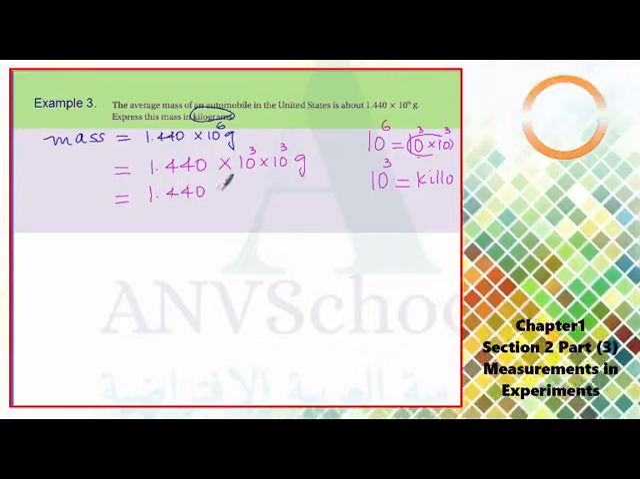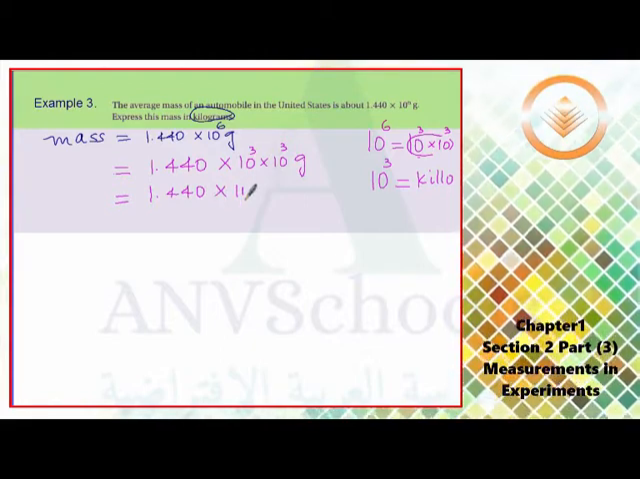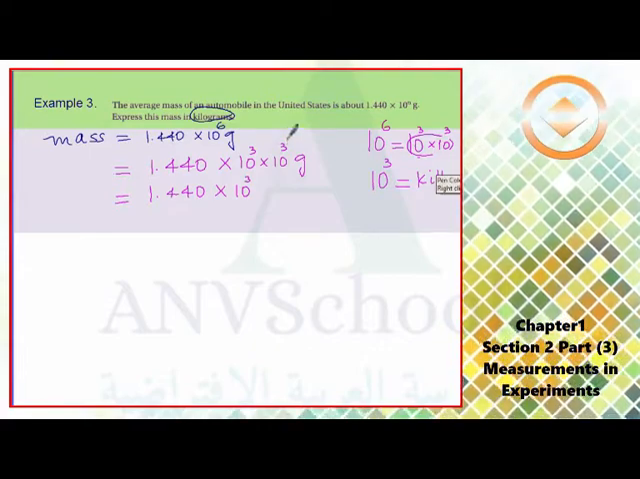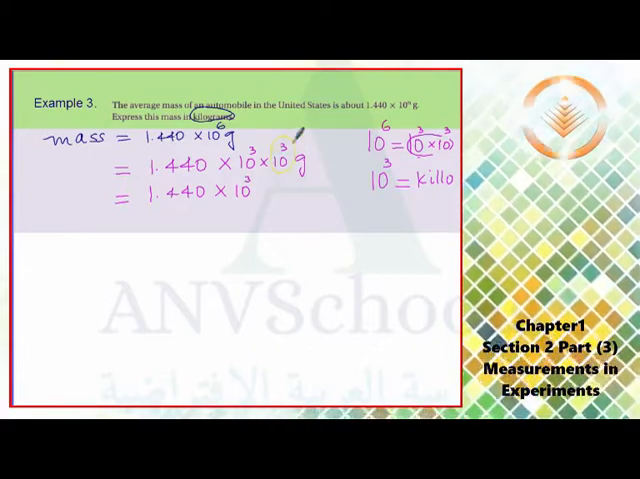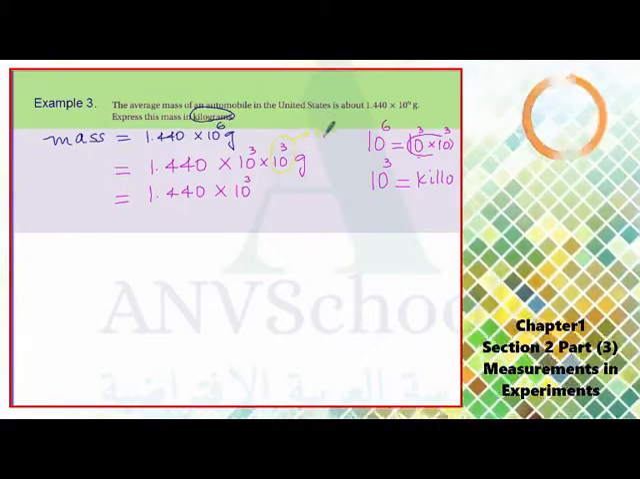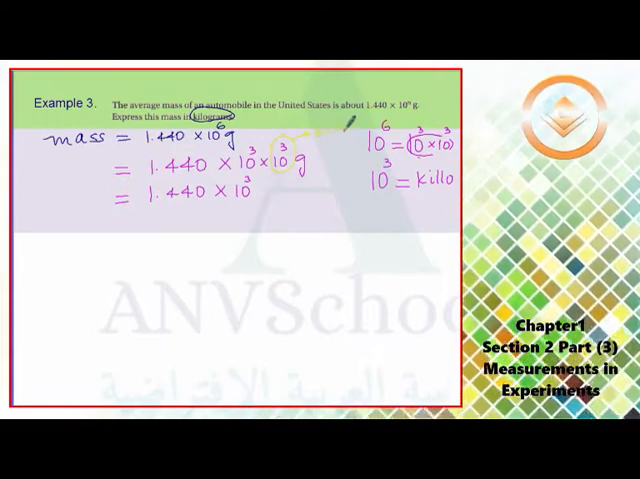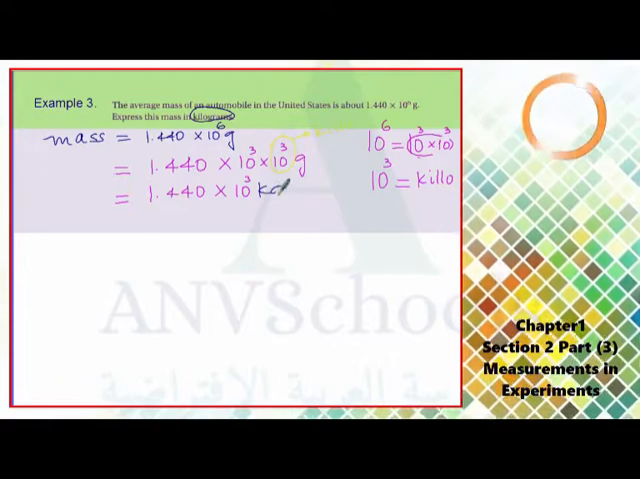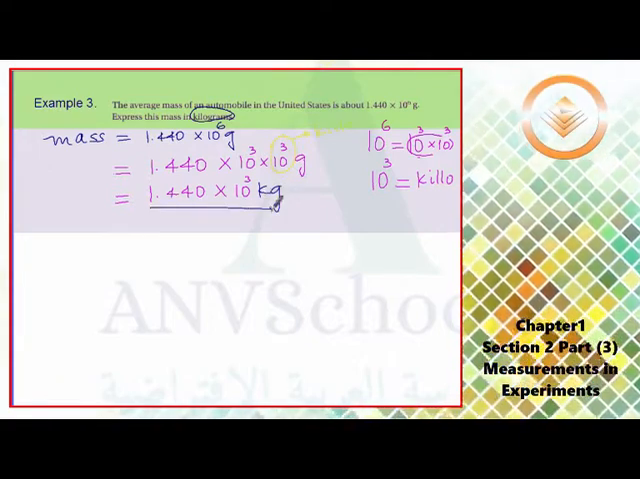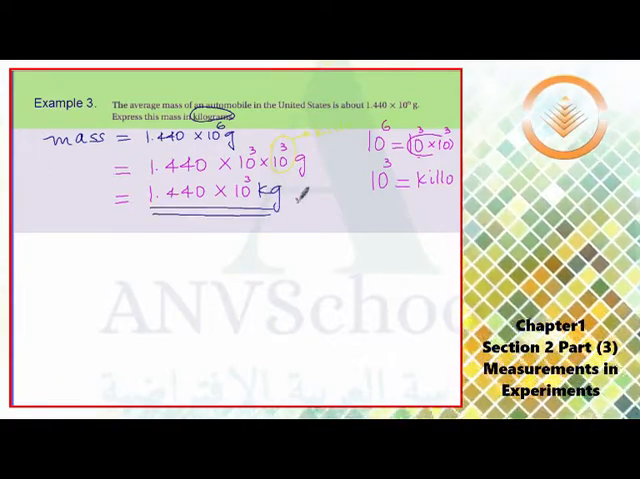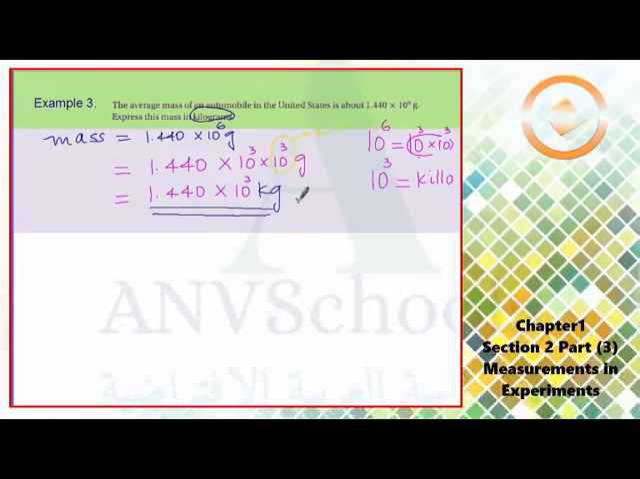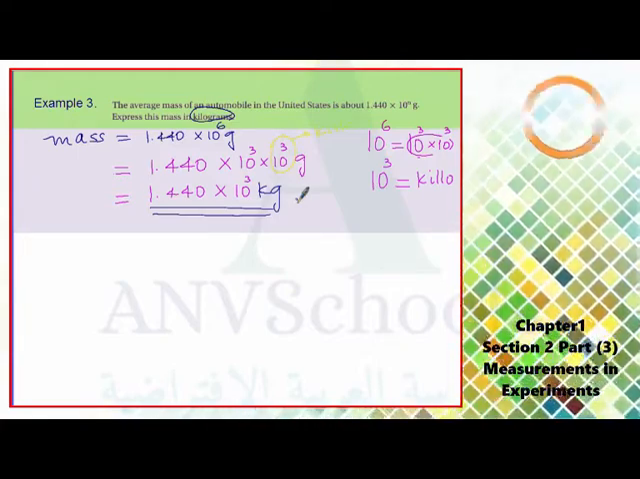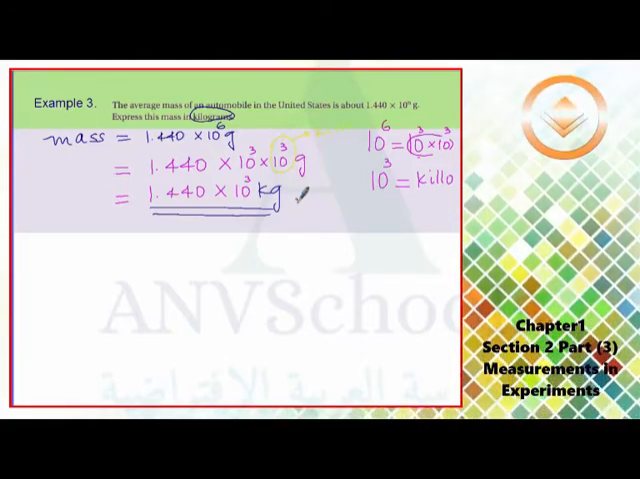1.440 multiplied by 10 to the power of 3. Instead of this 10 to the power of 3, I can use the prefix kilo. Here I can use kilo. So this is the same as, this is kilogram. This is the mass of this object when you express it as a power of 10.